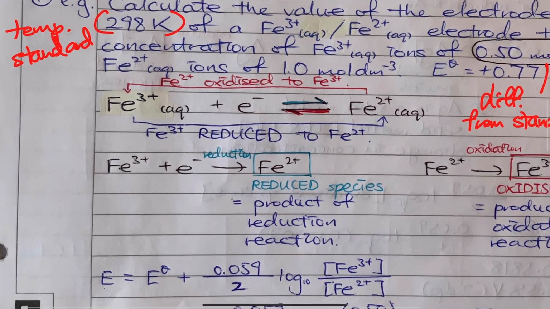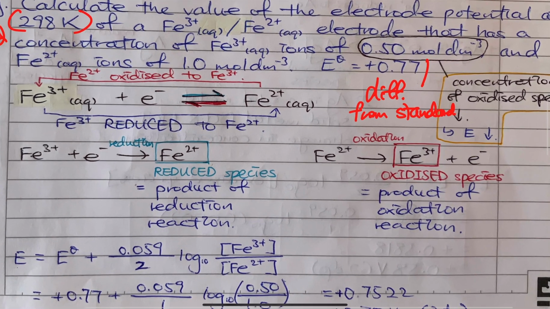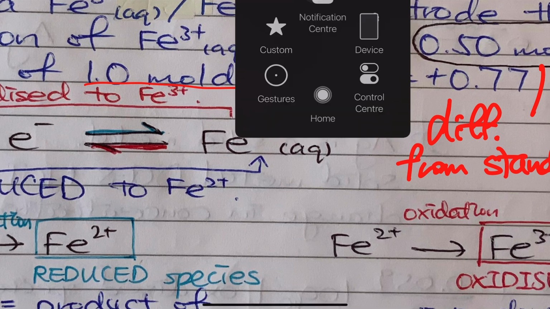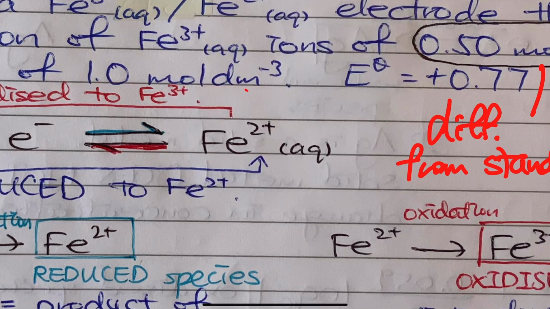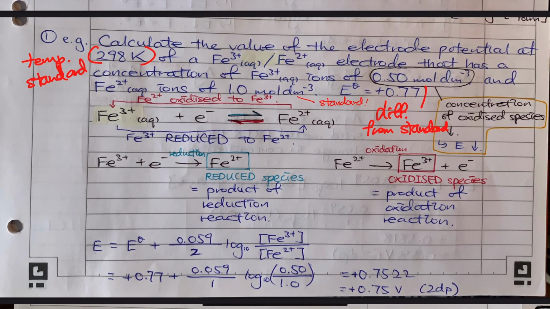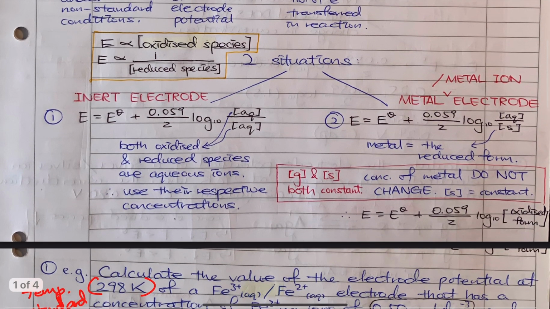But if you see right here, the Fe2 plus ions have a concentration of 1.0 mole per dm cubed, which is the standard. So I think, before I go on to explain the rest of my answers, I'm going to explain why this part is quite significant.